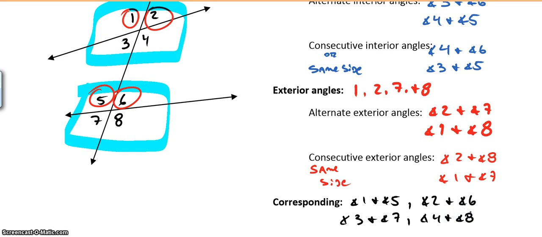So if I say, give me a pair of corresponding angles, you have to be able to name it. Give me a pair of alternate exterior angles, you need to be able to name it.